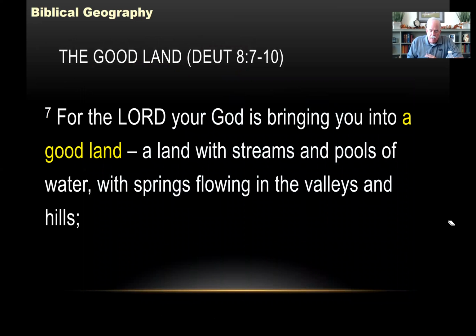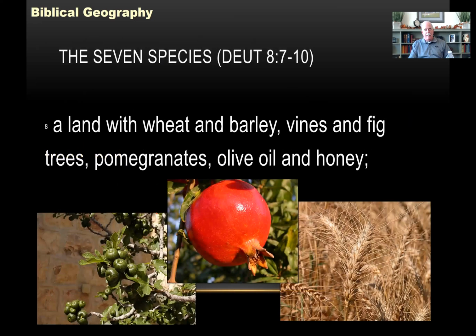Now let me just finish with this, and I'll be quick. But Moses told Israel that the Lord your God is bringing you into a good land, a land with streams, with pools of water, with springs flowing. And it is. It's a well-watered land. That's a land where you have to depend upon the annual cycle for that water to appear. But it's a good land.